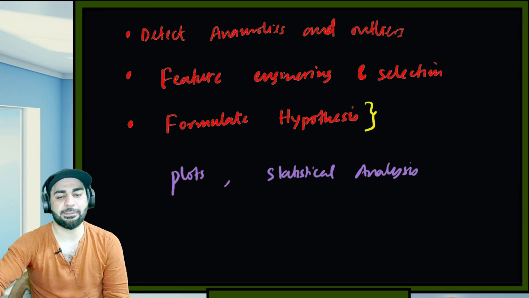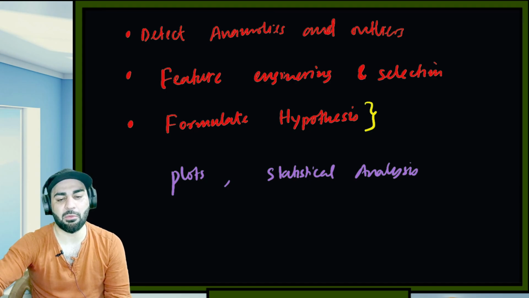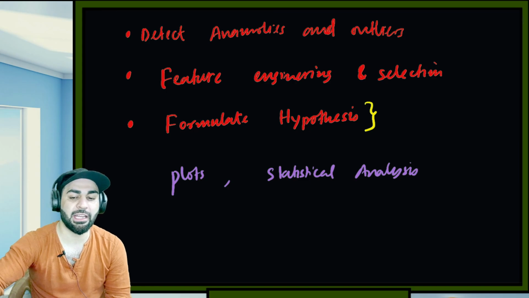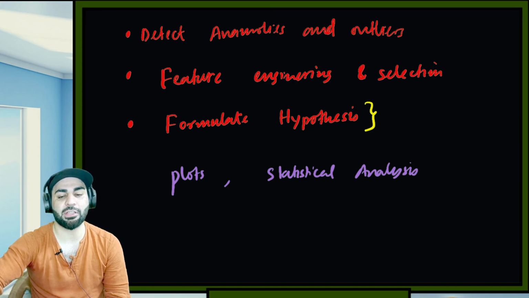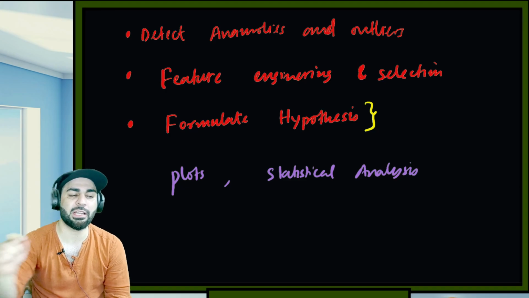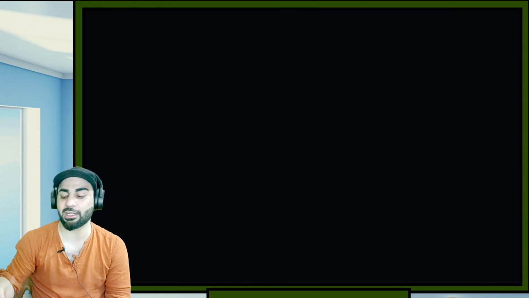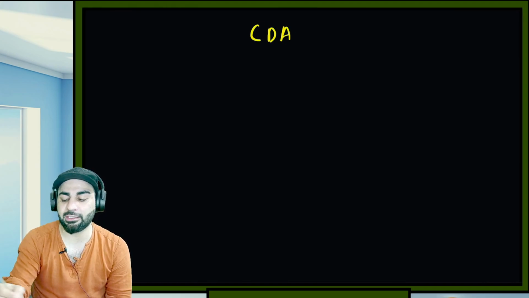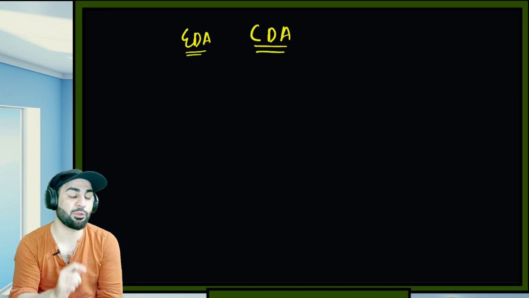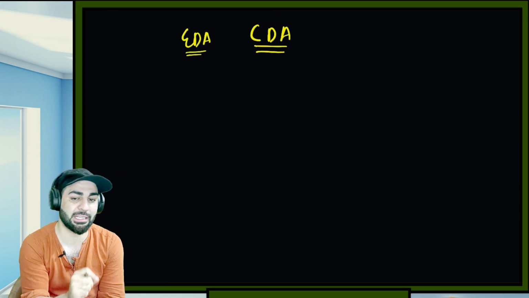Now there are two things basically. This one is EDA, and there is something called CDA, which is confirmatory data analysis. EDA is when you explore, and CDA is when you confirm, because I told you there is a step in EDA where you formulate a hypothesis.